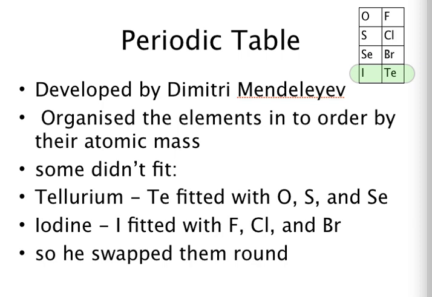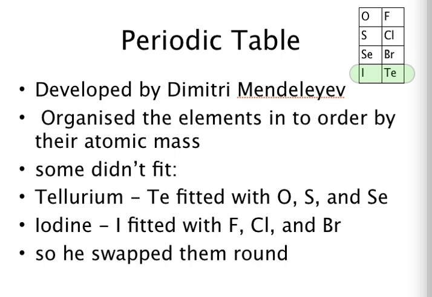Russian Dmitry Mendeleev in 1870. Apparently he put the known elements on cards and played around with them until he could see the patterns. First, he put all the elements in order of atomic mass. However, this gave some anomalies, things that didn't fit the pattern.